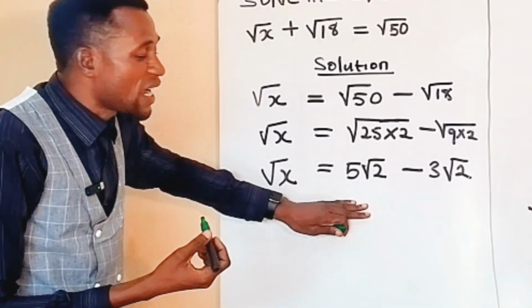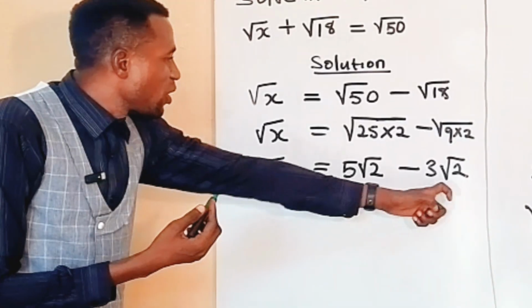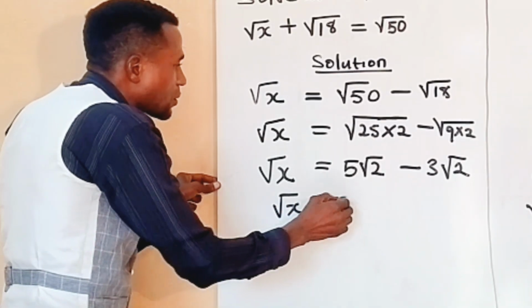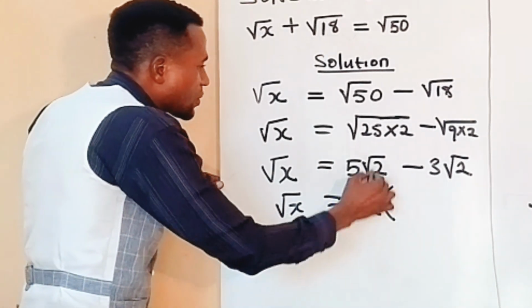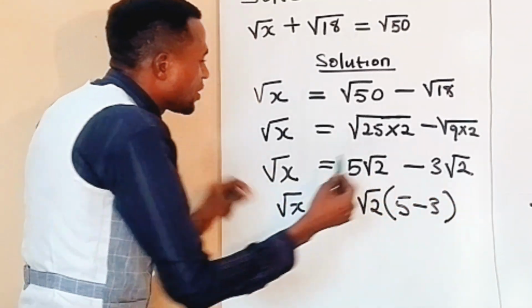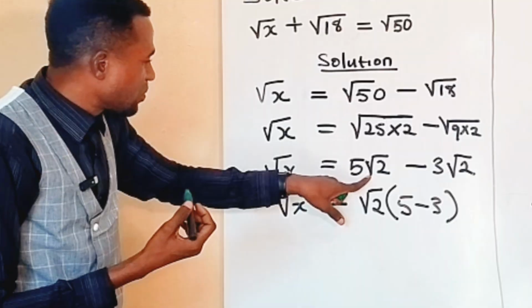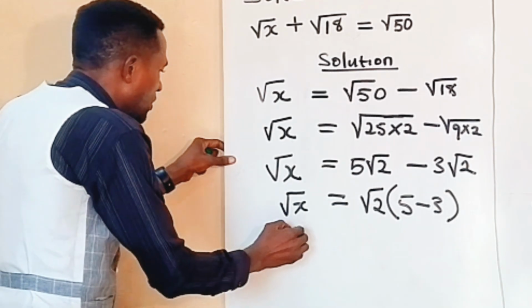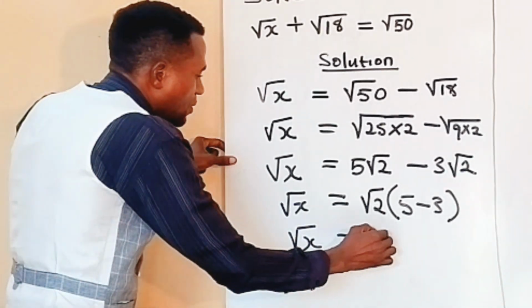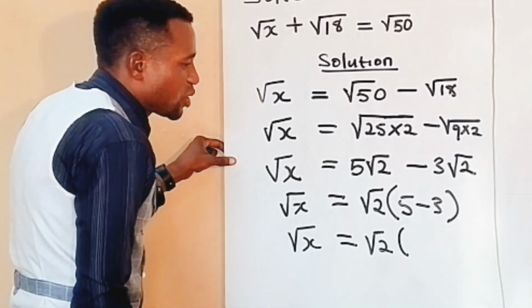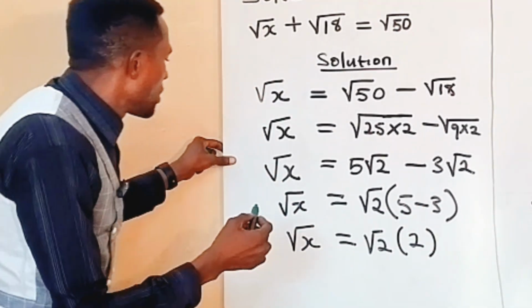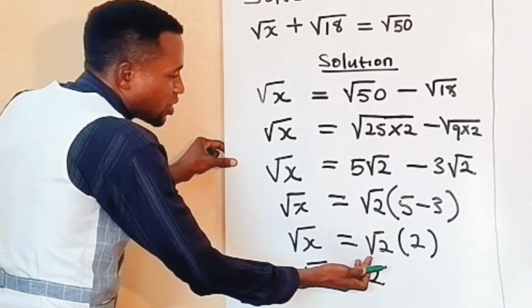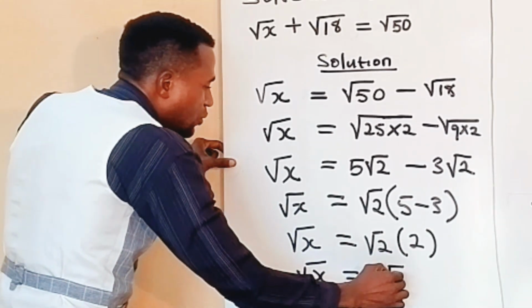So as you can see, these two surds are in their basic form. We have what is common to them, that is root 2. So we'll factor root 2 out. Then we have 5 minus 3. If we say root 2 times 5, it will give us this back. If we multiply it by this one, it will also give us this. So here we subtract. We are left with 2. Here, if we multiply root 2 by 2, we'll have 2 root 2.